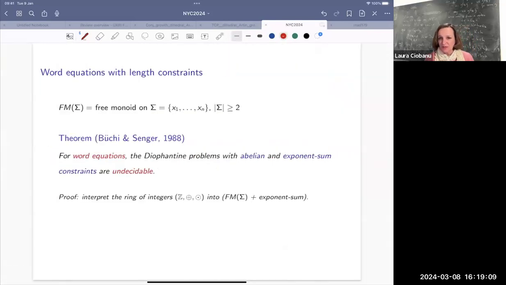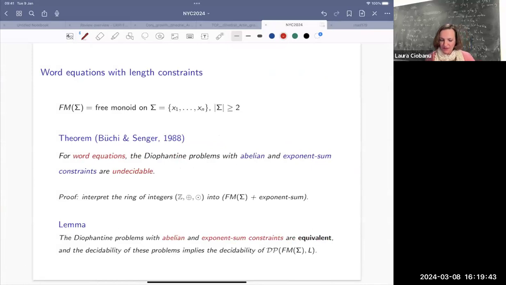And what do they do? Well, as I said, we're going to come back to Hilbert many times. They interpret the ring of integers into the free monoid, where you can multiply and solve equations in the free monoid, and you also are able to use exponent sums as information. And so as soon as you interpret the ring of integers, you have arithmetic and things become undecidable.